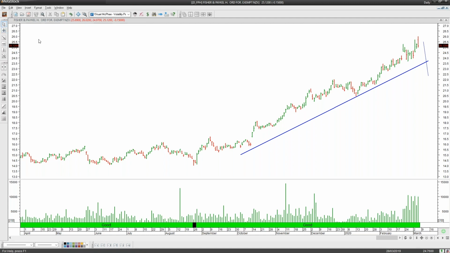I have seen this happen where someone will go, I still feel bullish about this particular stock. I still do. So I'm actually going to lower this trend line down to this point here. And it's still above the trend line. It's still working. It's still in an uptrend. And you know what? They're right. It is still really in an uptrend. But they've lowered their trend line.